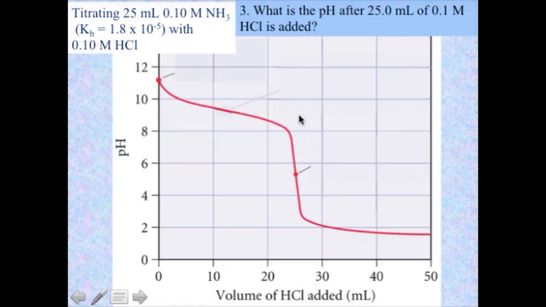Now let's do the calculation to find out what the pH is after 25 milliliters of 0.1 molar HCl is added, the same number of millimoles as we have millimoles of ammonia. Turn your playback off, try it, and come back. We'll discuss it.